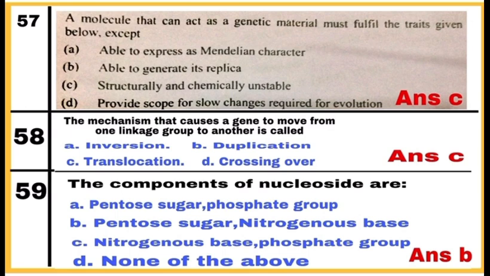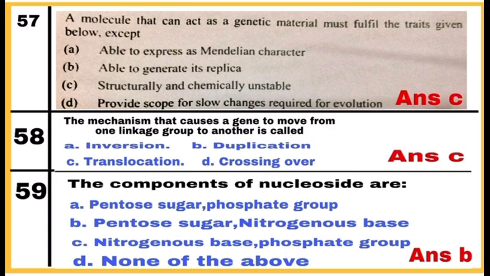Question 57. A molecule that can act as genetic material must fulfill the traits given below, except the molecule that can act as genetic material must fulfill the traits given in options A, B and D. But the trait given in option C, structurally and chemically unstable, is wrong. It is not correct for genetic material. Rather, it should be structurally and chemically stable. So here mark C as the correct answer.